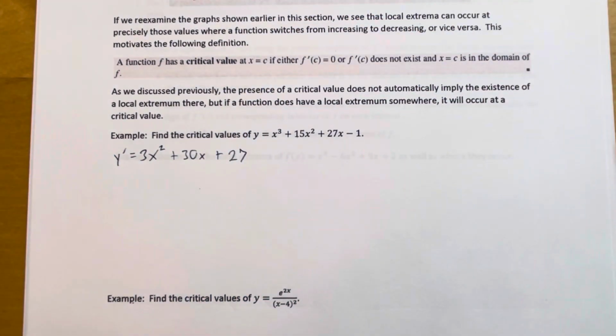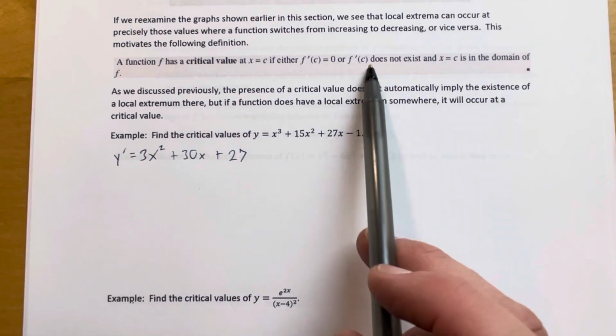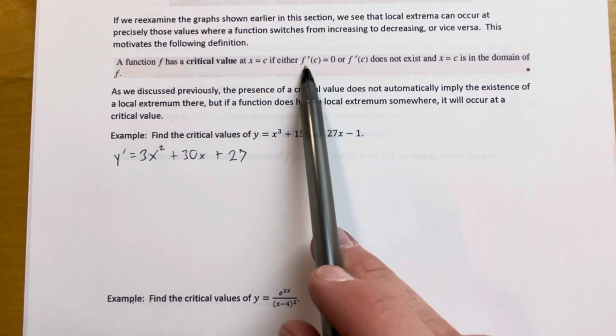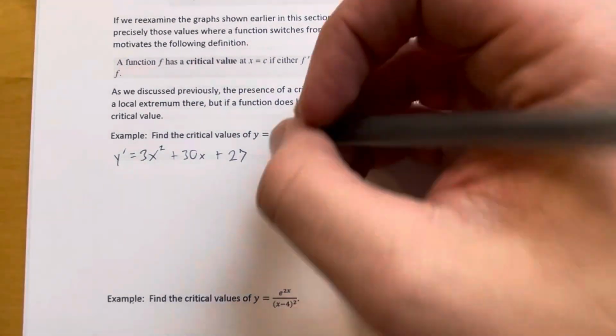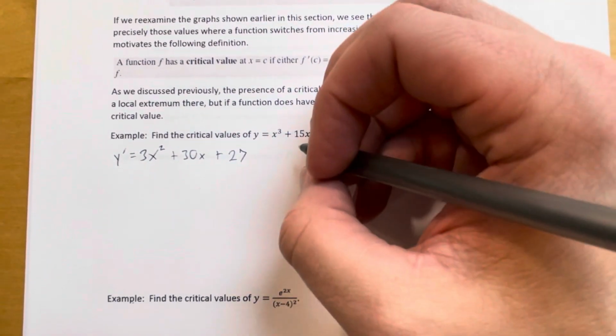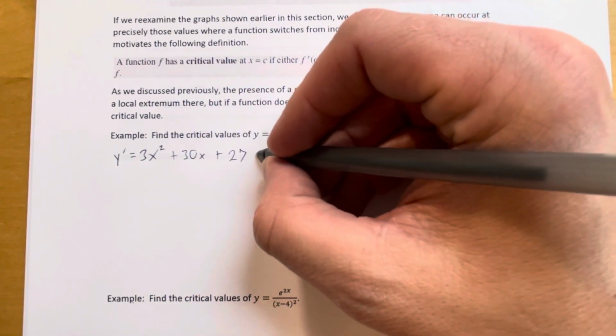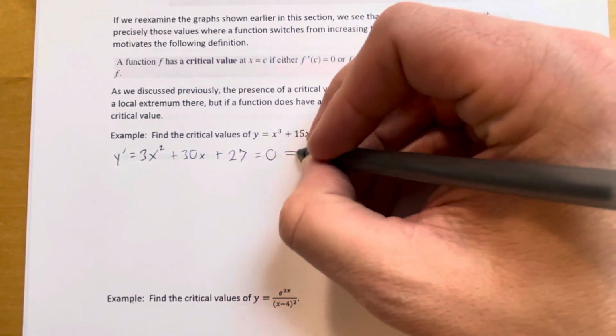Okay, since it's a polynomial, this derivative is defined everywhere. So we're not going to get any critical values from this second part of that definition. We're only going to get them from where the derivative is equal to 0. So now we need to find where those values are. Okay, so I'm going to set this equal to 0 and then try to solve it.